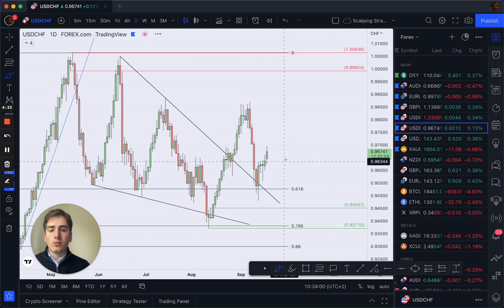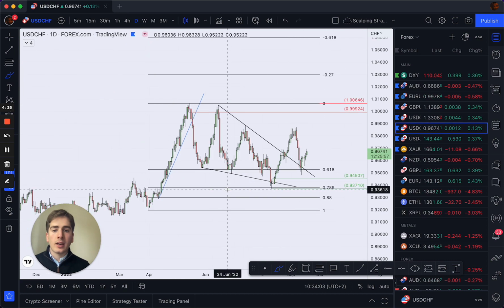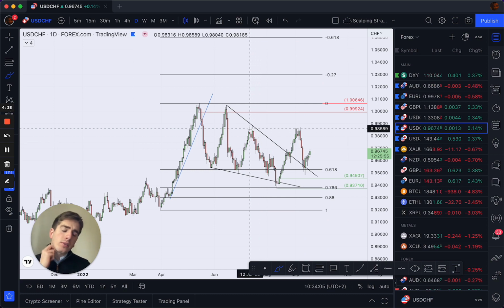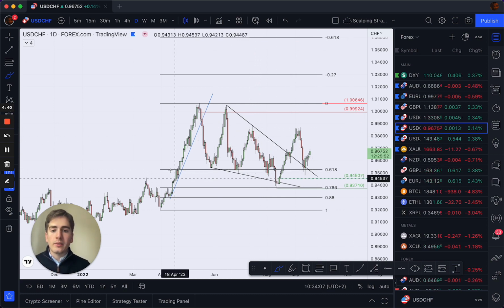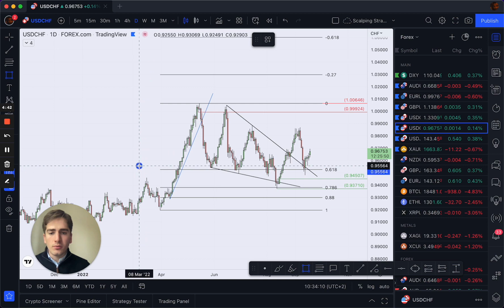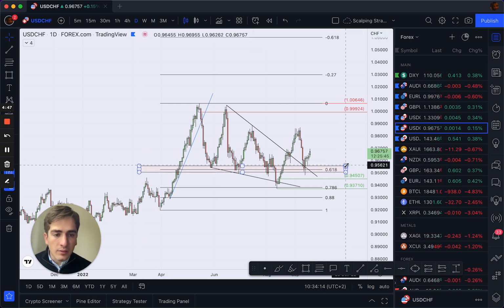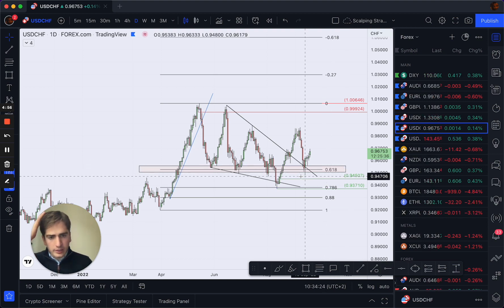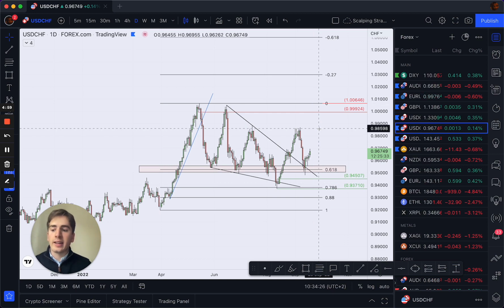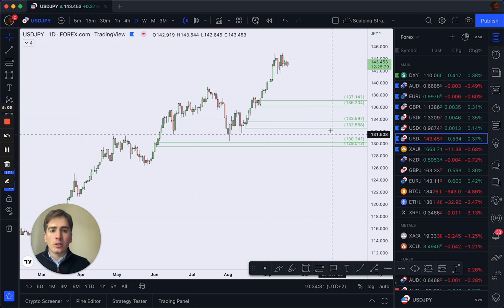Then for the rest, dollar Swiss. Dollar Swiss just missed my area of interest. Of course, a perfect trend line break retest, 618 Fibonacci, holding as a beautiful level of support over here at around 0.95 to 0.96, in between there, 0.955. I would still love one more dump down on dollar Swiss towards that area of demand, take out this liquidity low, and then see pretty much the next move upwards once again. Then dollar yen, waiting for a push down lower.